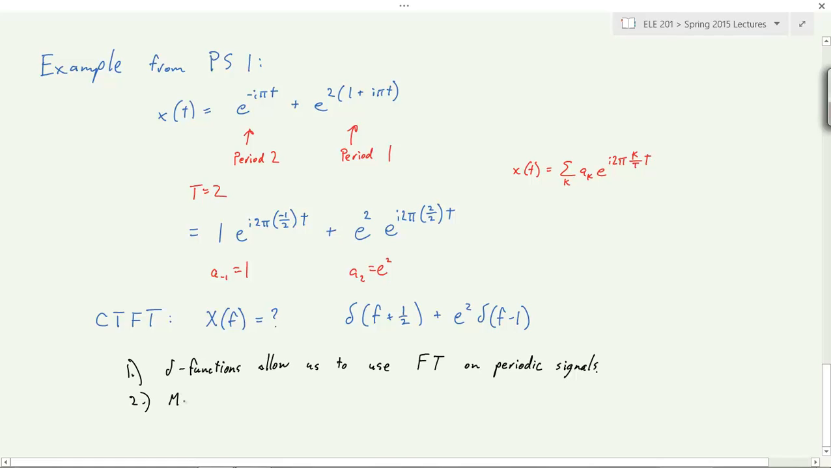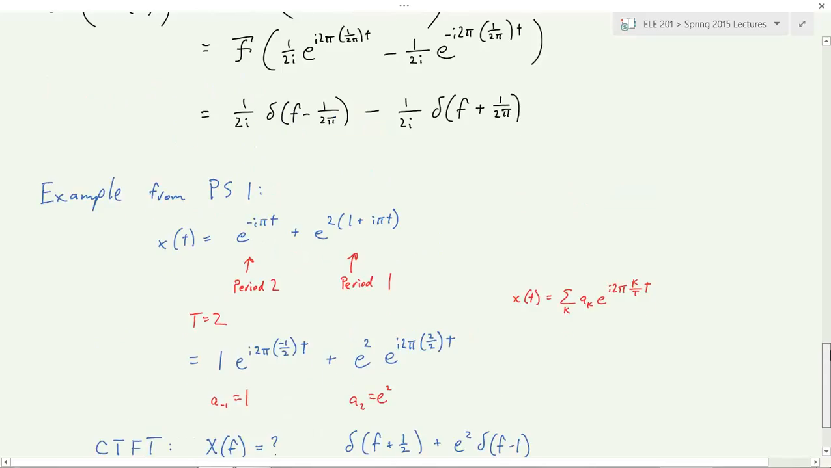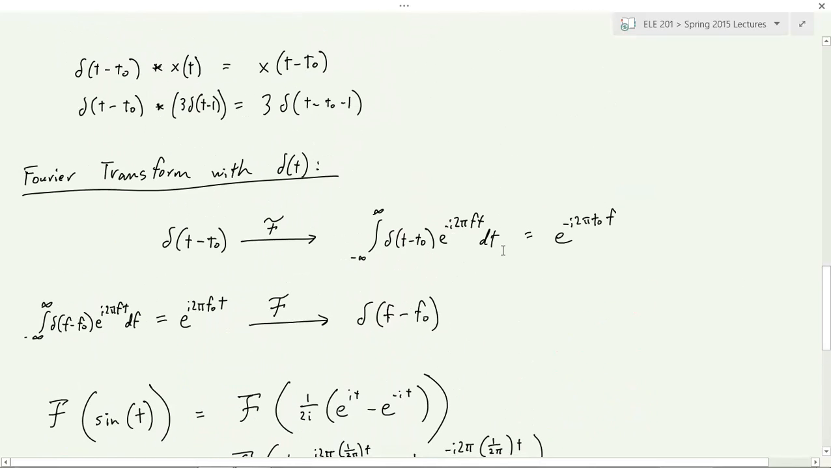Couple things to notice, as I've emphasized. We now can do periodic signals with the Fourier transform if we'd like, using delta functions. But maybe more importantly, you have to realize that to do this, you cannot always just plug in your form. You can't just always use the formulas. Let me go back to our derivation of these relationships. We said that a delta function in one domain is a complex exponential in the other.